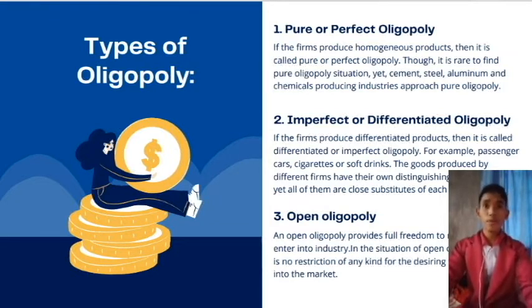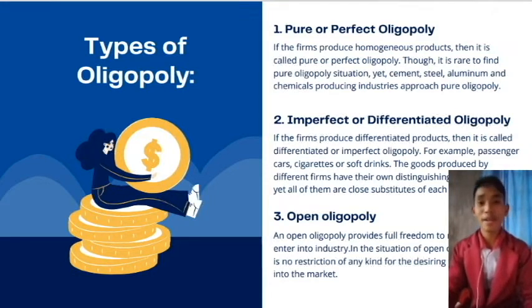The first one is pure or perfect oligopoly. In terms of producing homogeneous products, when you say homogeneous, it is a product that has essentially the same physical characteristics and quality as a similar product from other suppliers, kung saan parehas-parehas lang sila ng product pero iba-iba ng brand kumbaga.